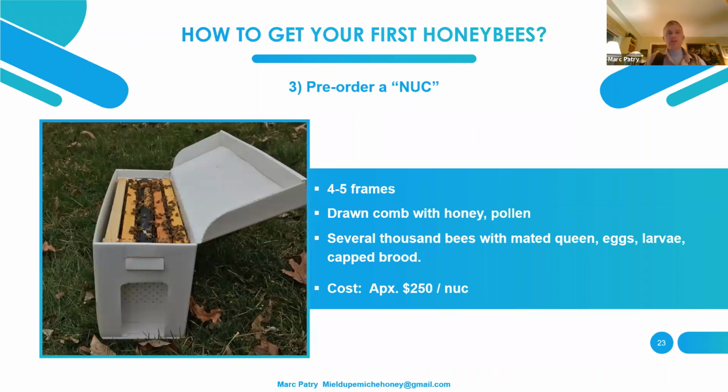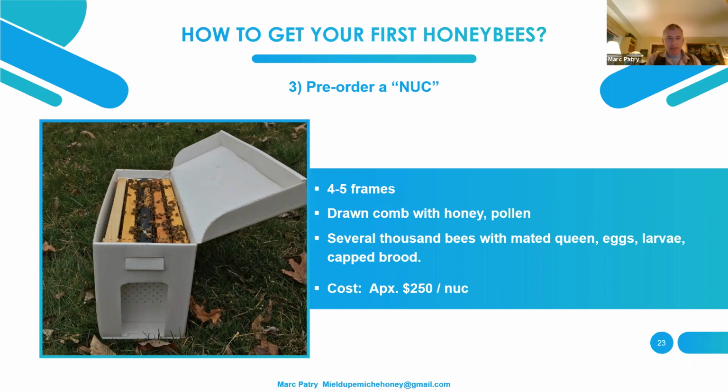They'll order a nuke. Nuke stands for nucleus, which is the center of something. So the nucleus is the center of a hive. The question you just asked was how many frames. Well, nukes can come in 4 or 5 frames. There's no rule there. If you're going to have 5 frames, maybe it'll be a bit more expensive, because you'll have an extra frame of honey or brood. Those frames will have drawn comb, all nicely drawn. They'll be containing honey and pollen. There'll be several thousand bees. There'll be eggs, larvae, capped brood. So you're buying a mini hive.